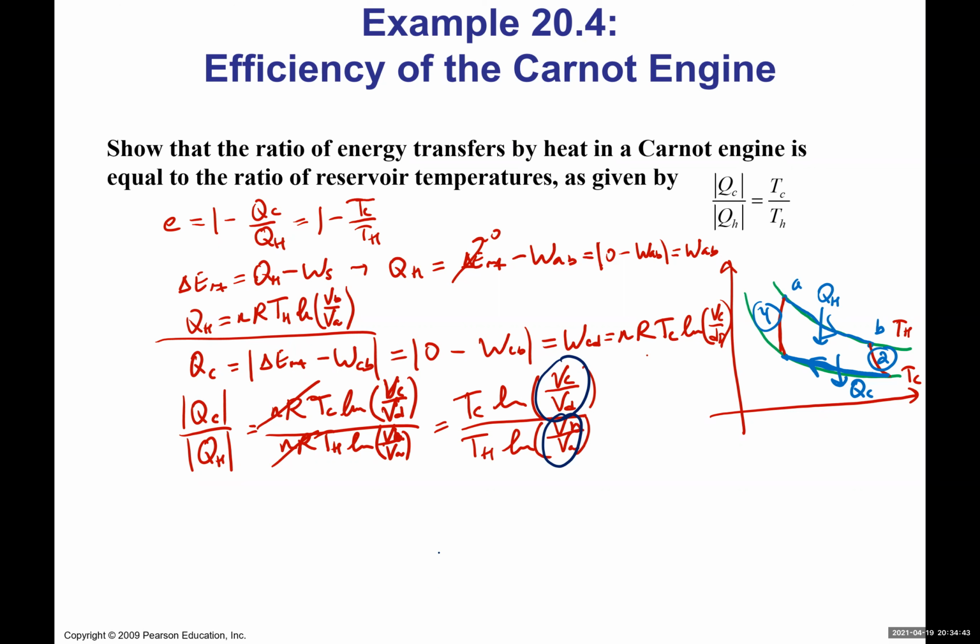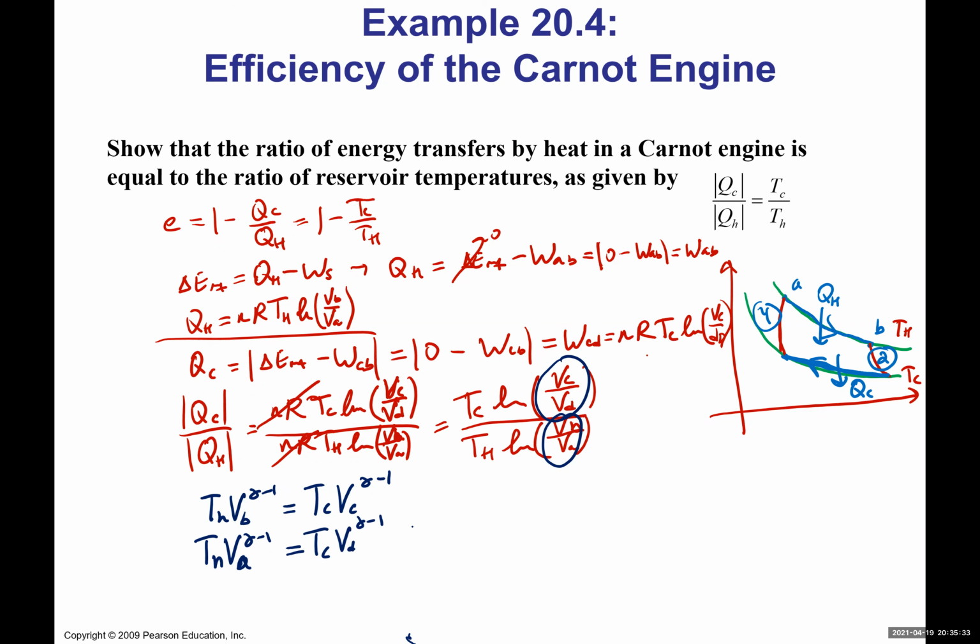T_H times V_B^(gamma minus 1), that's for one of the processes, equals T_C times V_C^(gamma minus 1). That's basically for step 2. And then we have, let me write right over here, T_H V_A^(gamma minus 1) equals T_C V_D^(gamma minus 1).